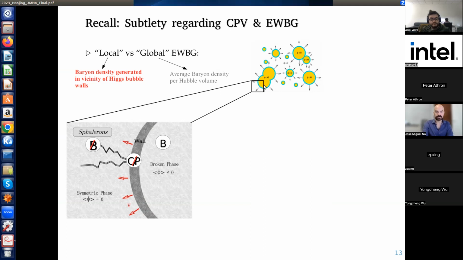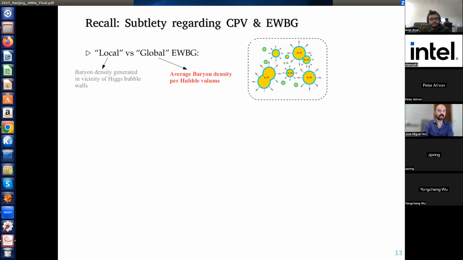So you have these bubbles, and you would zoom here, and you get a net baryon density. Okay, this is the local electroweak baryogenesis. Now the global one is, once the process has taken place, you then ask what is the average baryon density per Hubble volume, and this is what is measured. So this is what is observable. You average over a Hubble patch, and this is the net baryon to entropy ratio that you are going to measure with Planck.